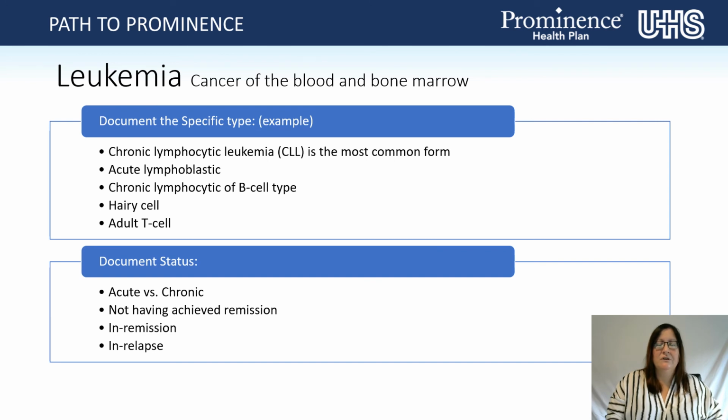Be sure to include the specific type of leukemia in your documentation, as well as the documentation of the status. Is it acute versus chronic, not having achieved remission, in remission, or in relapse? Be sure to include the status of the leukemia.